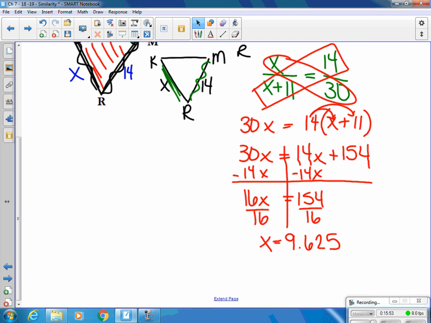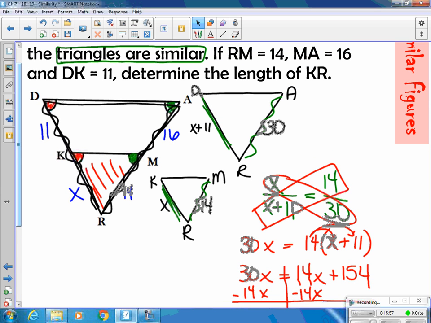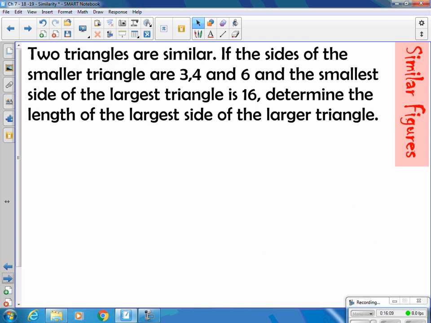Just remember, you have to compare a triangle to a triangle, or a trapezoid to a trapezoid, or a rectangle to a rectangle. You cannot compare shapes that are not the same. All right, 3 to go. 2 triangles are similar. Well, you know what? I'm going to draw myself 2 triangles that are similar.